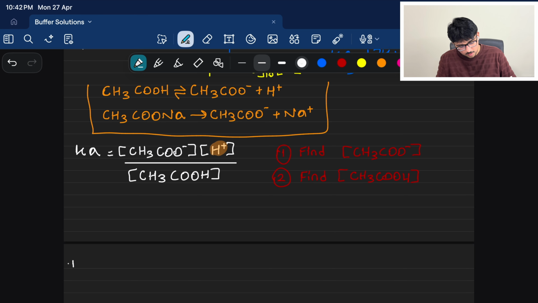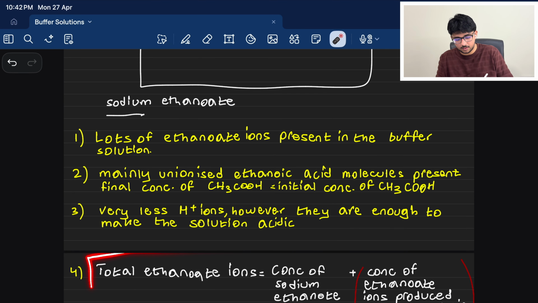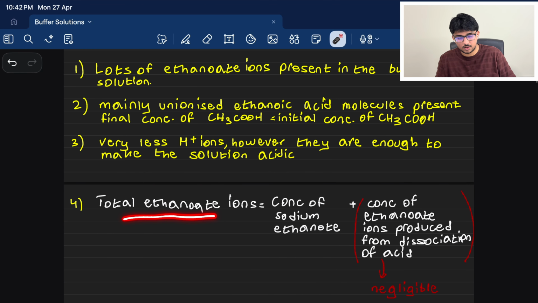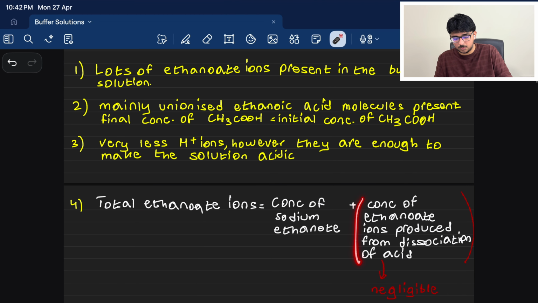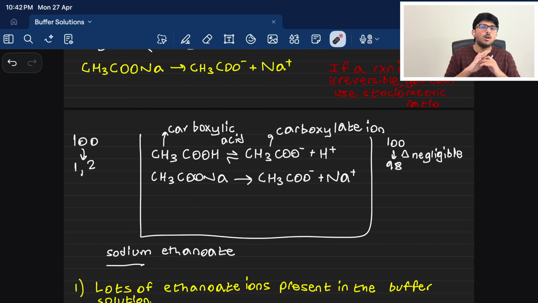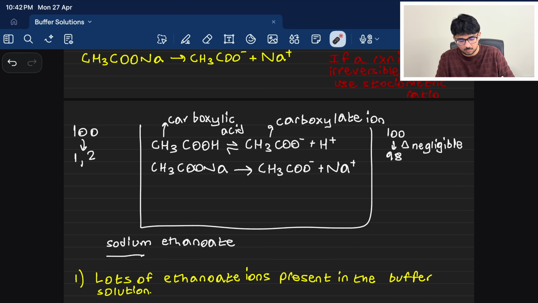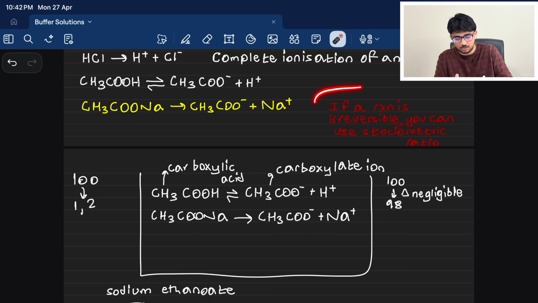Okay. Goal number one, finding the concentration of ethanoate ions. Think about it. There's an equation which we made right here. The ethanoate ions produced from the dissociation of the weak acid, we said this was negligible. So basically, we're saying that all of the ethanoate ions in the solution are basically just equal to the concentration of the sodium ethanoate. Why? Because we can apply a stoichiometric ratio here of 1:1.